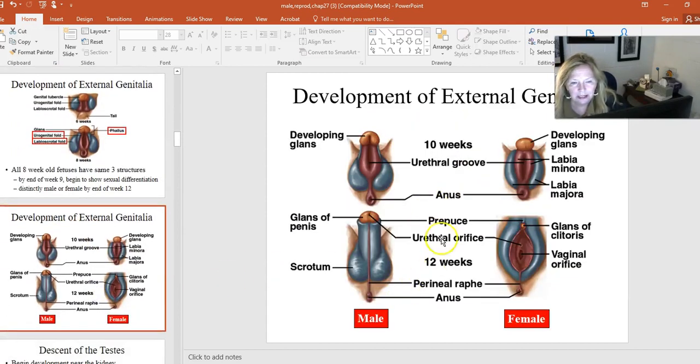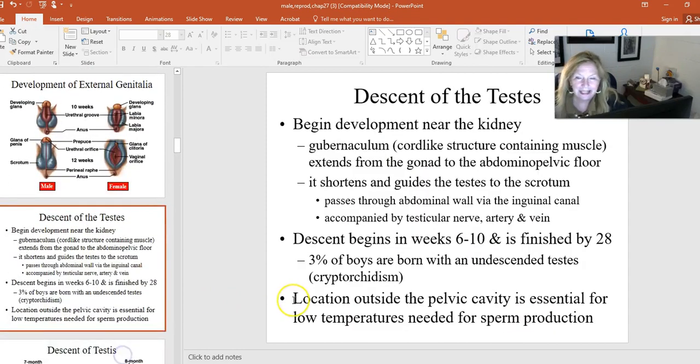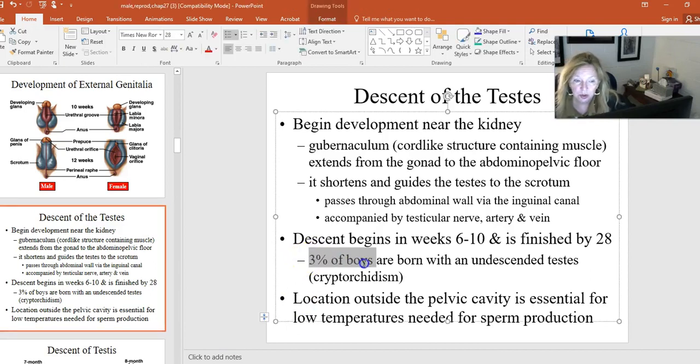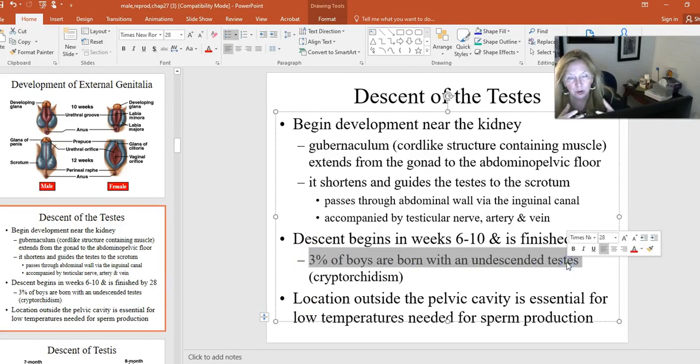But then as the fetus is developing, you can see that you start to see some major differences here. The testes themselves start off in the pelvic cavity, but they're going to have to descend into the scrotal sac. About 3%, which is fairly significant, are born with their testes not descended. So the scrotal sacs on examination are empty.